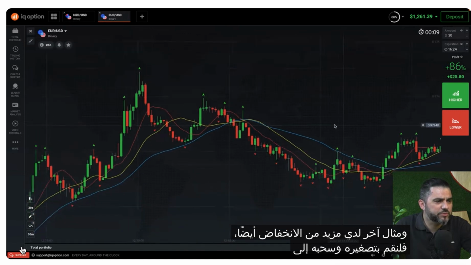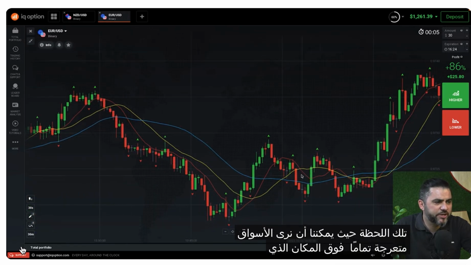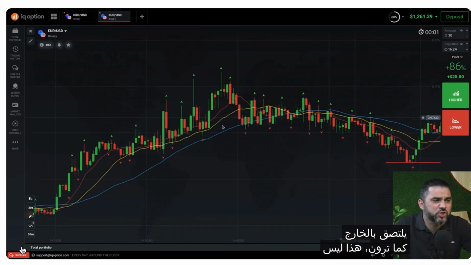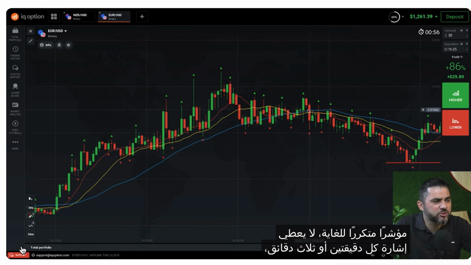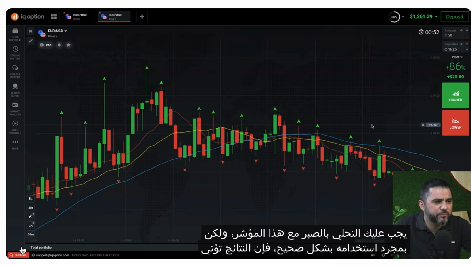Another example I have further down as well. Let's zoom it out and drag it to that moment. As we can see, the markets are zigzagging all over the place, sticking in, sticking out. As you can see, this is not a super frequent indicator. It doesn't give a signal every 2-3 minutes. You do have to be patient with this one, but once you use it correctly, results do pay off nicely.